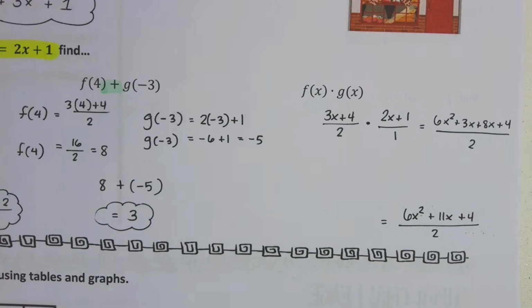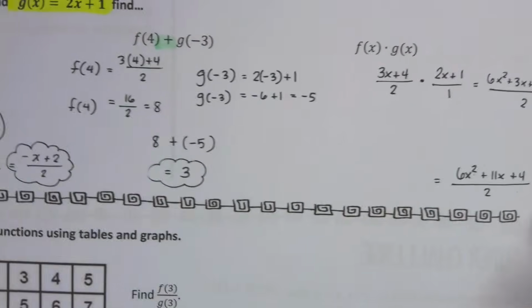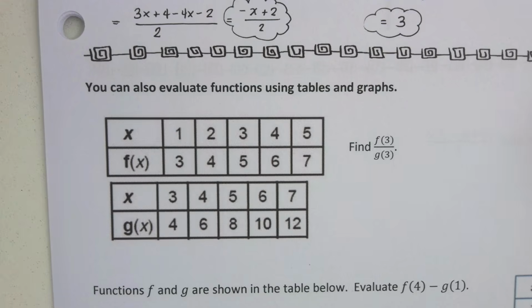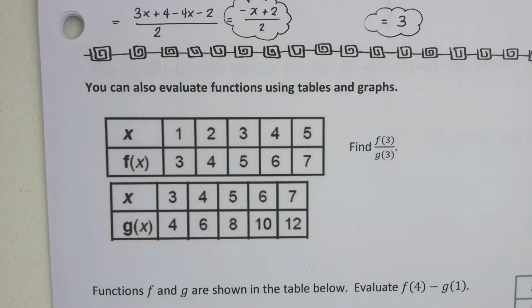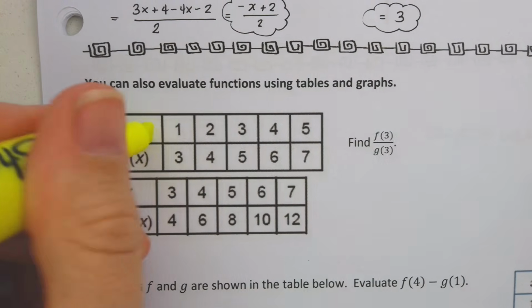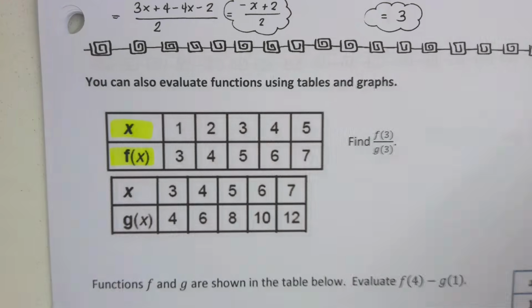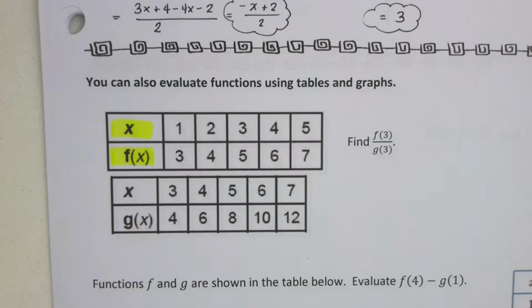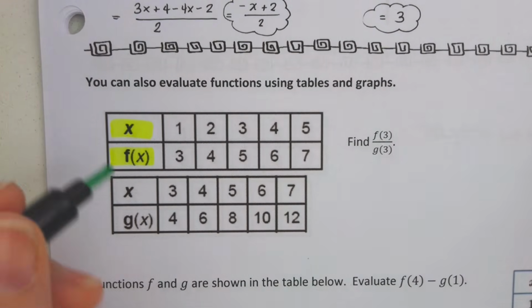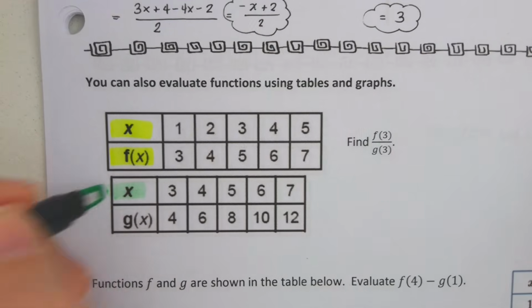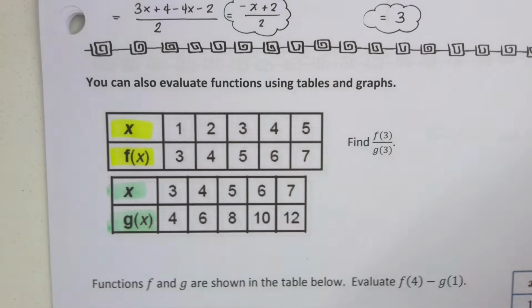All right, next section. You can also evaluate functions when those functions are in a table format. We can see that here. This is in a table format. There are 2 different tables, one for f and one for g. Just make sure you pay attention to which one is which. We have the x values and then the f of x, the y values that correspond to the f function. And then for the second one, we have x values and then g values. So a totally different function.